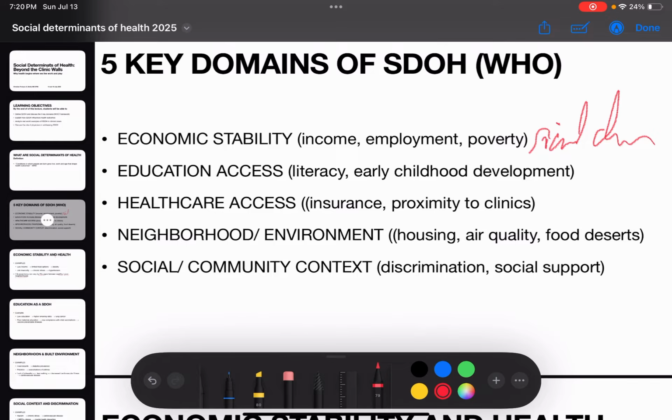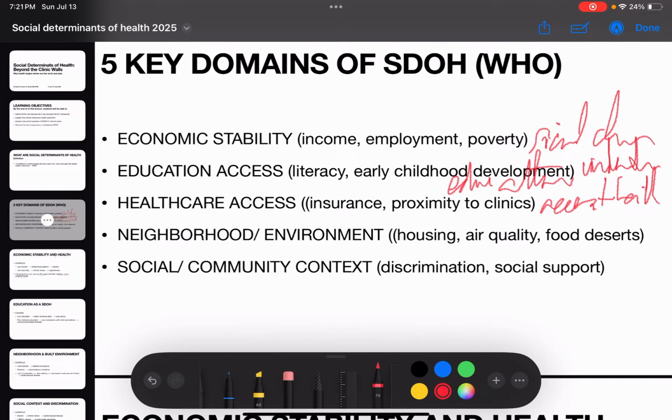Educational access, which includes literacy, early childhood development, how the patient understands his or her medical condition, and or their educational attainment, among other things. Okay, healthcare access. This includes your insurance, proximity to clinics, and generally access to health.